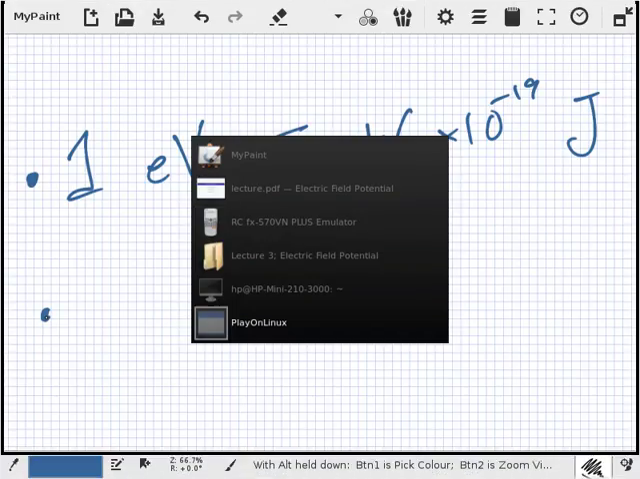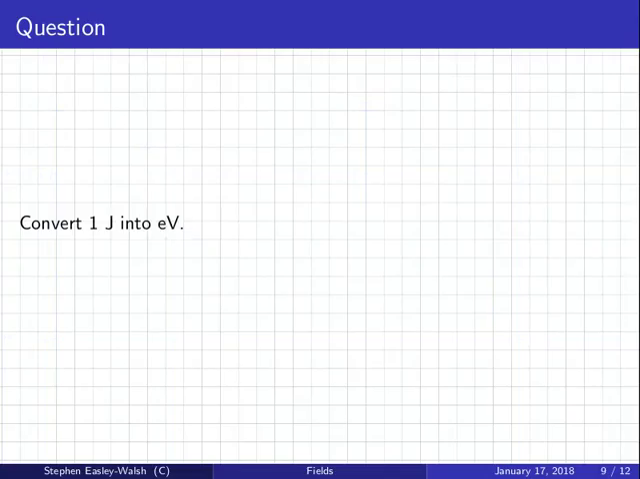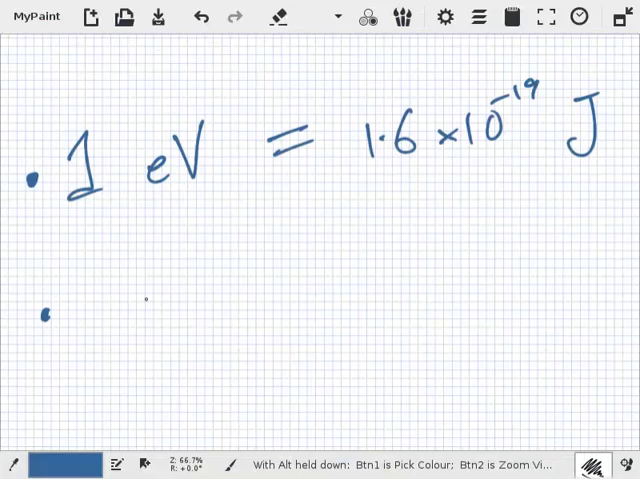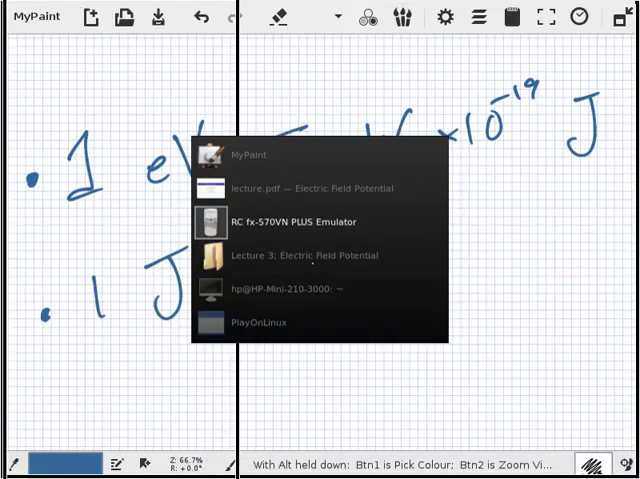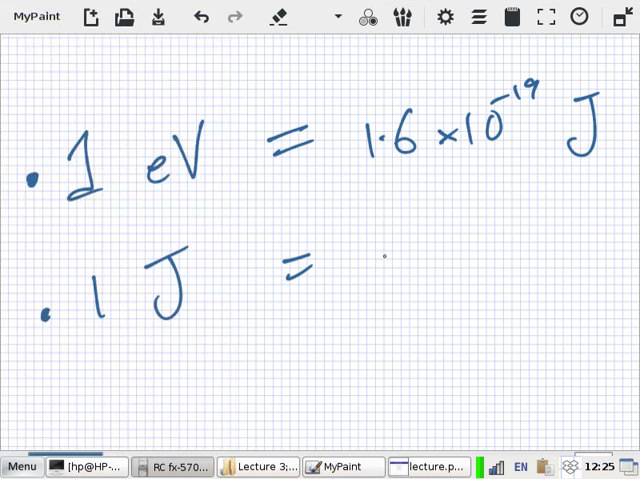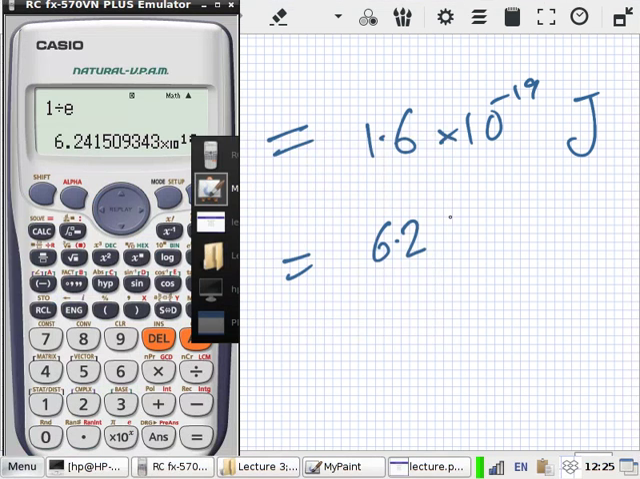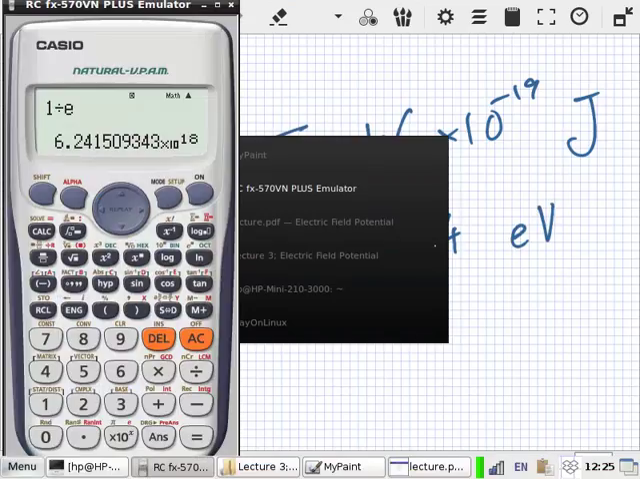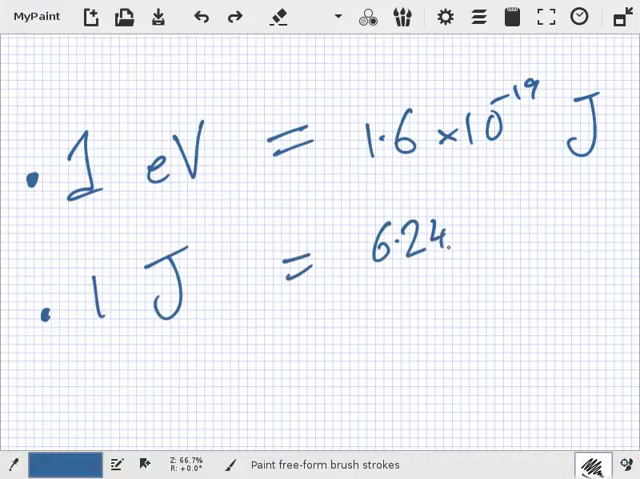Okay. Next one. Convert 1 joule into electron volts. So now 1 joule into electron volts. How can I do that? The opposite, yeah. So you just do 1 divided by e. So you can see that 6.24 times 10 to the 18 electron volts.